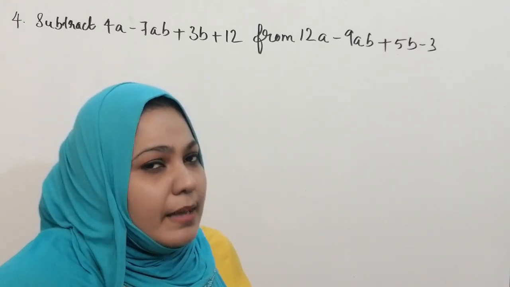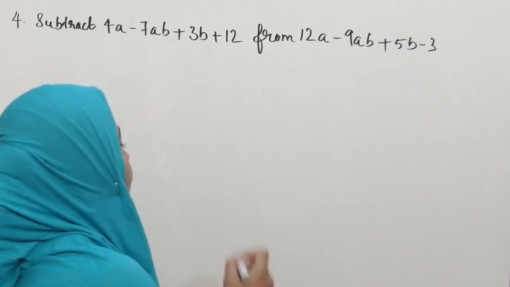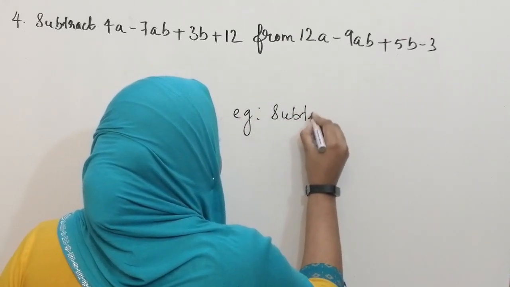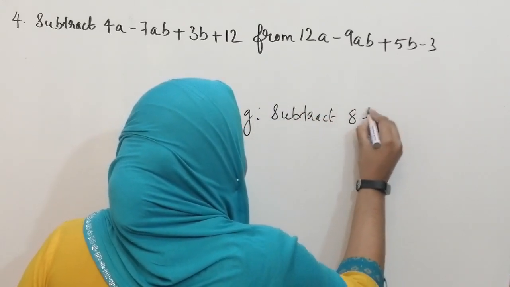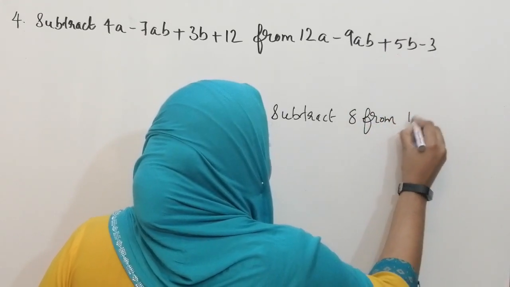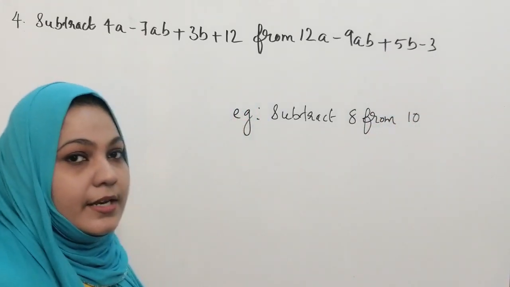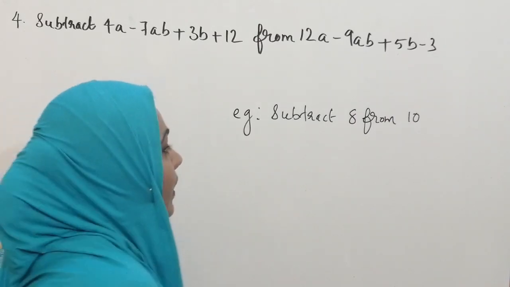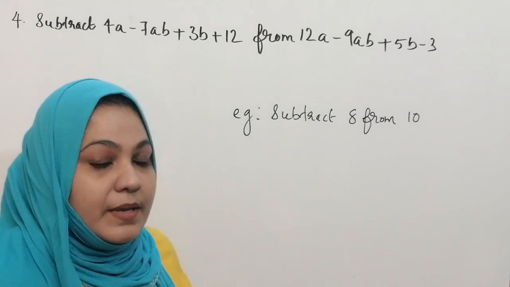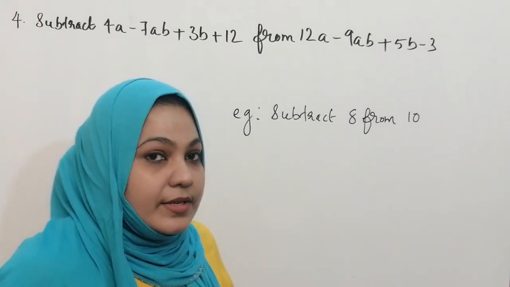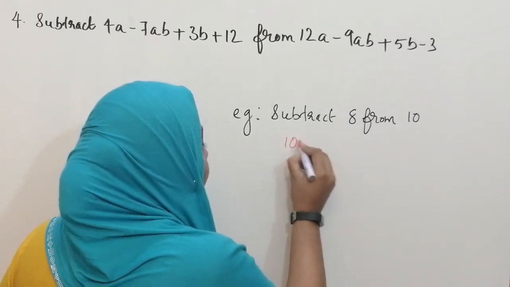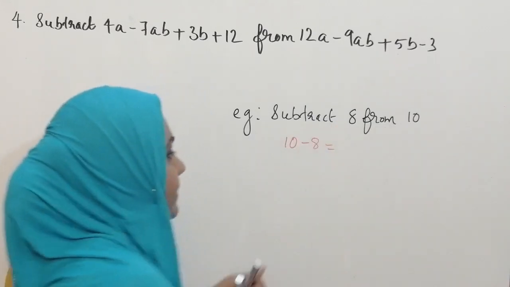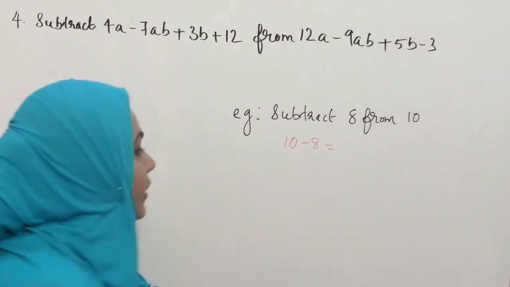Before starting this question, I am giving you a small example. For example, subtract 8 from 10. So how will we subtract? Do you know how we can solve this question? Yes, you are right. Subtract 8 from 10 means which number do we have to write first? 10 we have to write first. Then we will write the next number, that is 8. So what is the answer? 10 minus 8, 2.